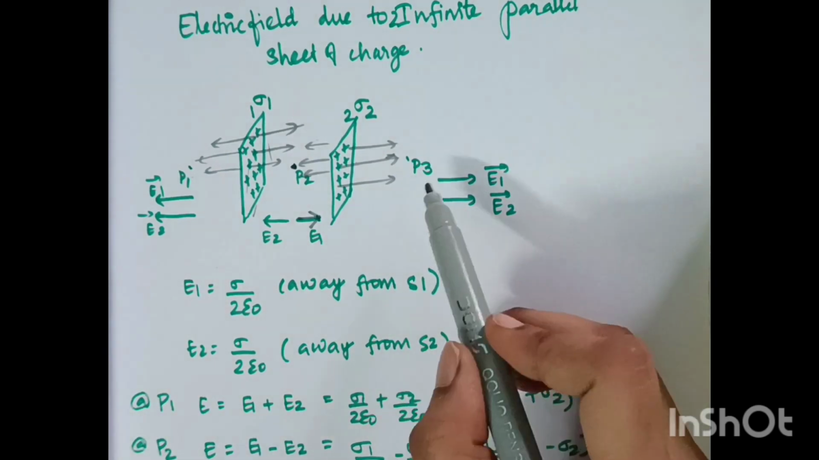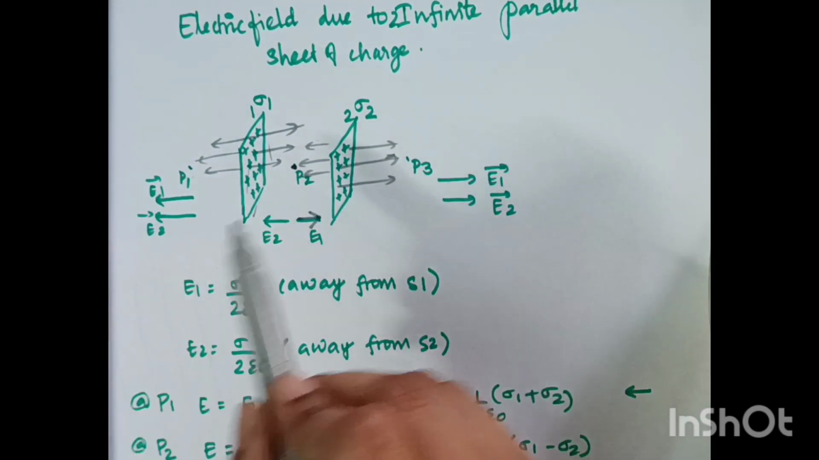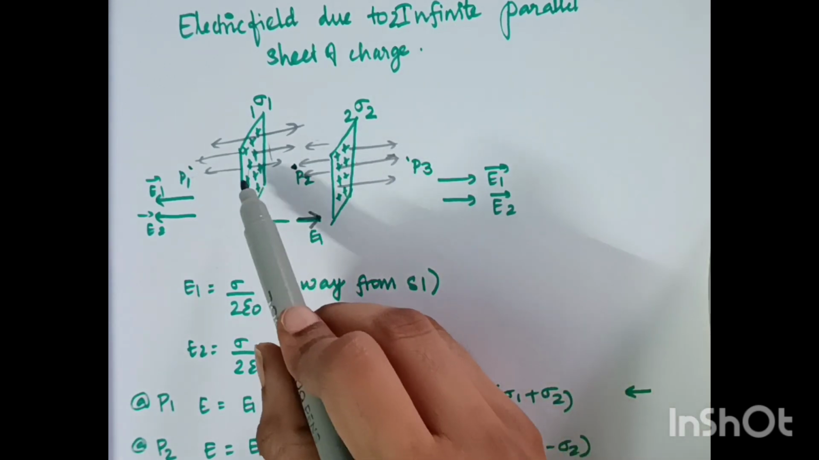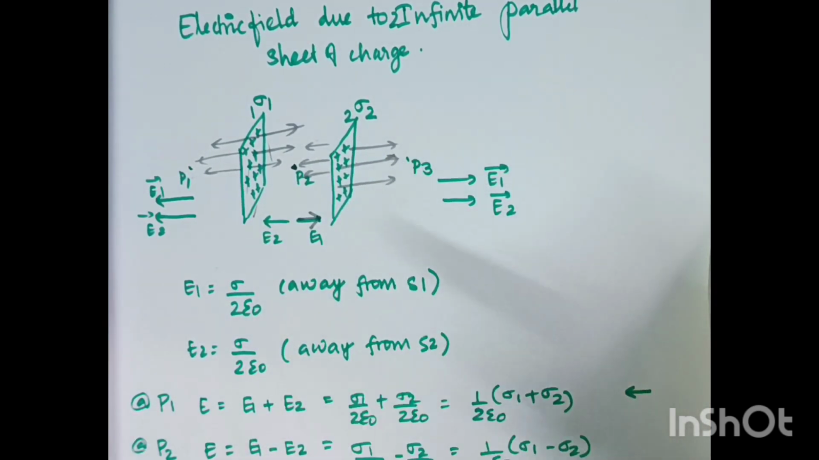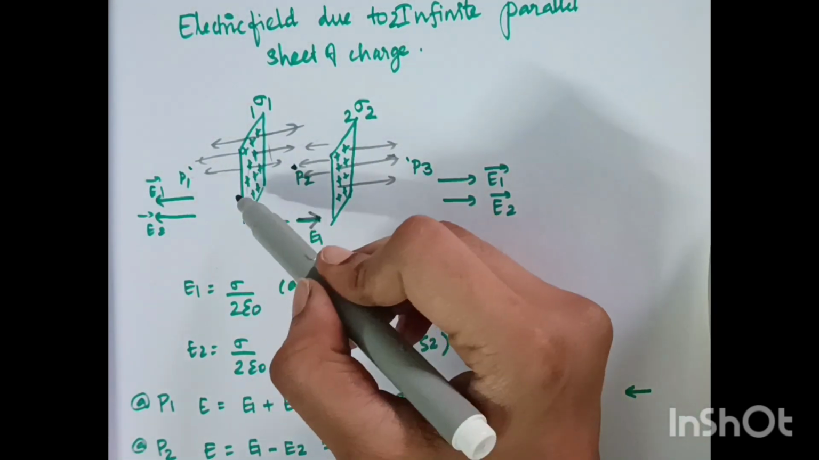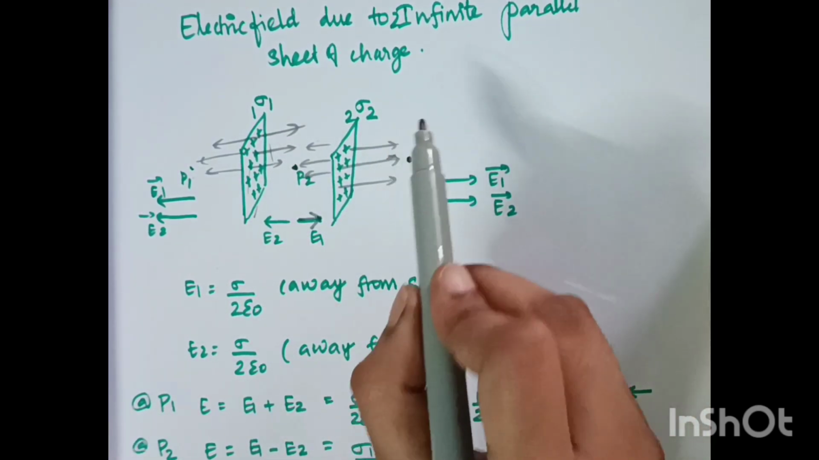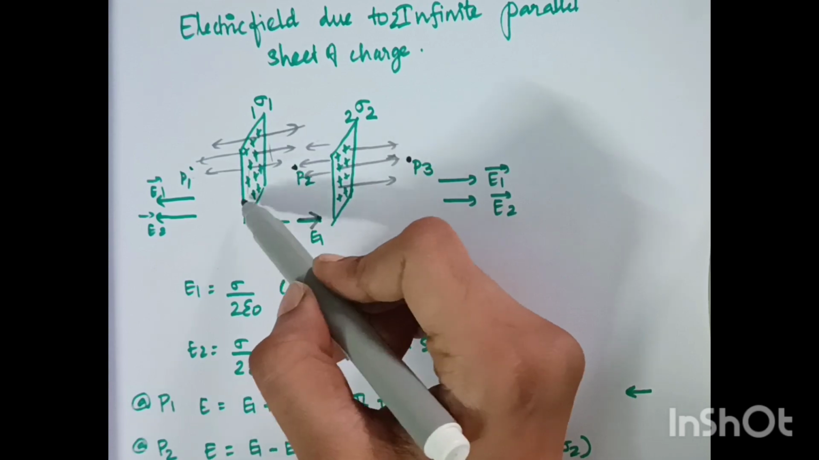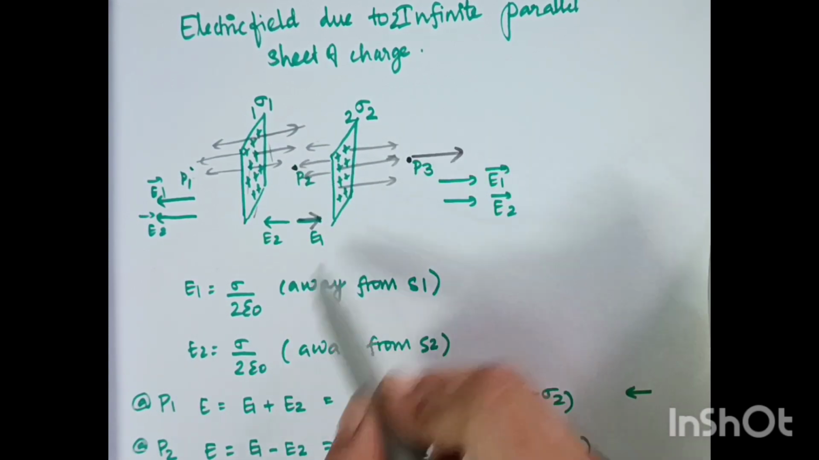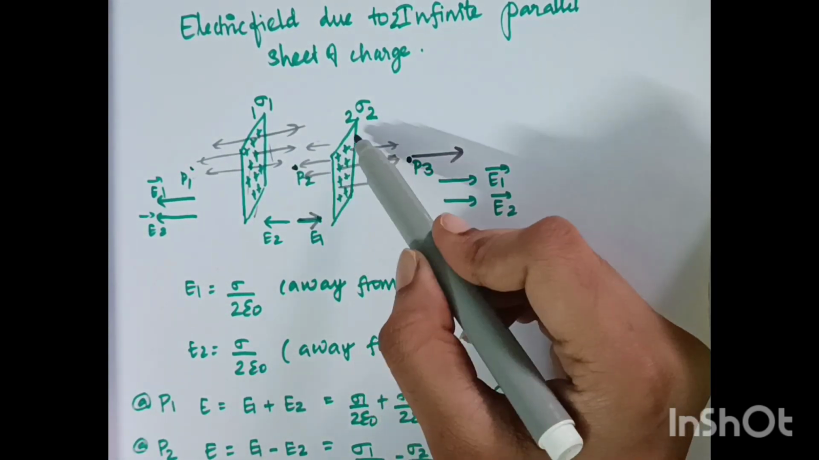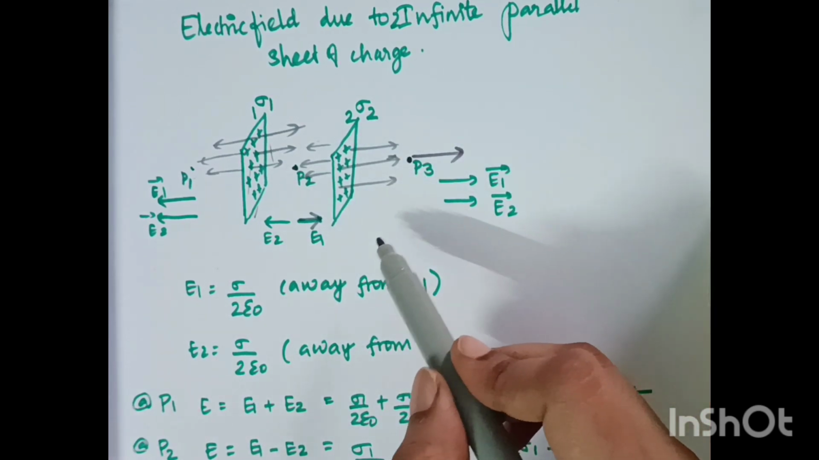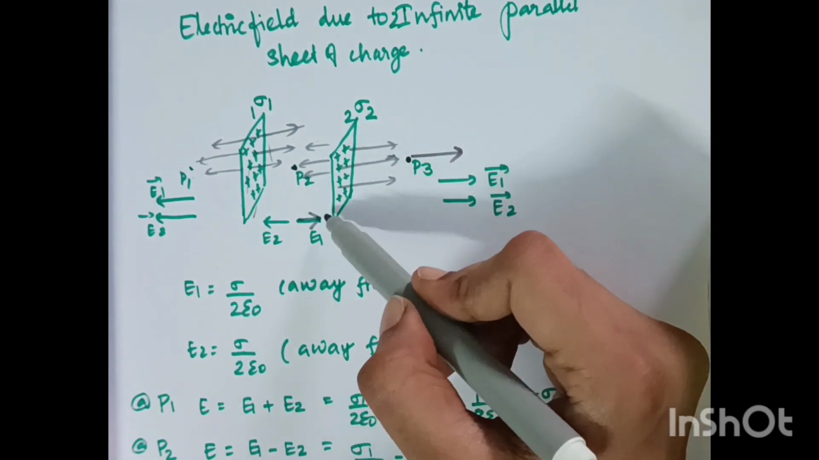Now if we take point P3, then what will be the case? The point P3 is located towards the right side of sheet 1 and sheet 2. With respect to both the sheets, it is located towards the right side only. So because of sheet 1, what will be the electric field at point P3? It will be away from the charges. These are the charges, so it will be away from it, like this. Because of sigma 2, that is sheet 2, what will be the direction of electric field? Again these are positive charges.